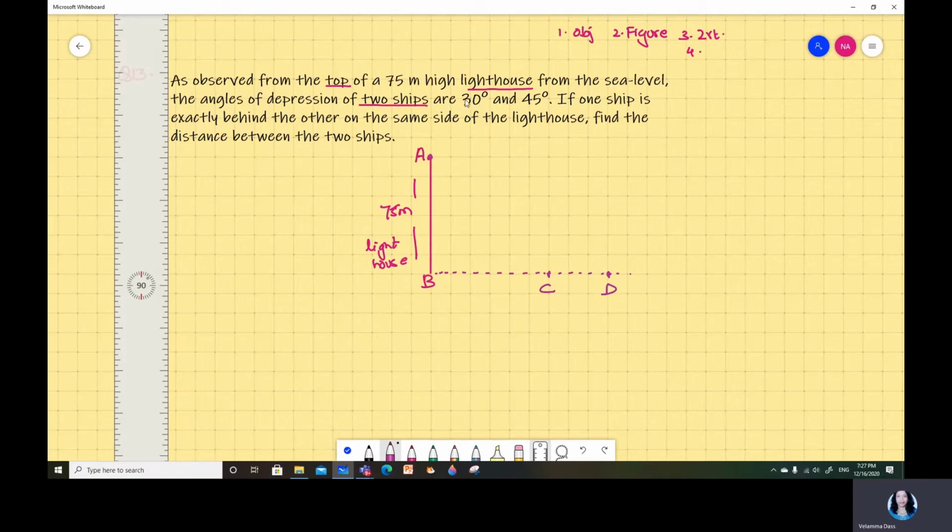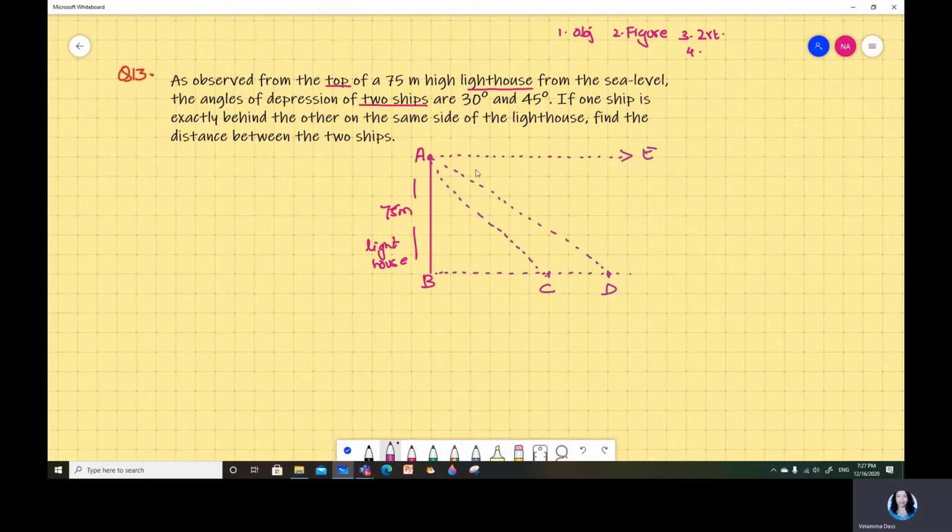Now for the first ship, the angle of depression will be 30 degree. Whenever you have to draw an angle of depression or elevation, first you have to draw the horizontal level. So first let us draw the horizontal level, which is imaginary. Let's draw that to be AE. Now, when I join, the lines of sight are AD and AC. The person is standing at the top, looking at the ships. Be very careful in naming the angle.